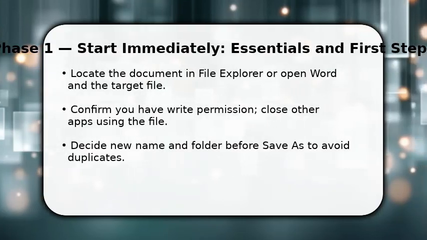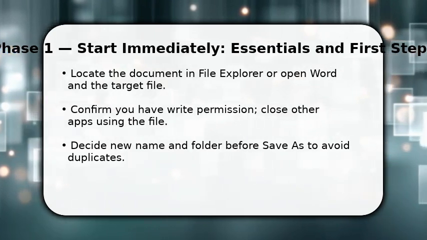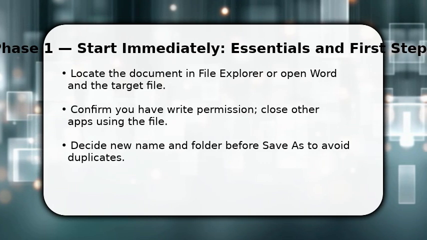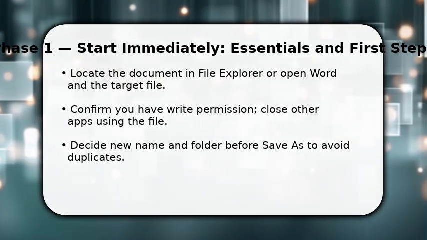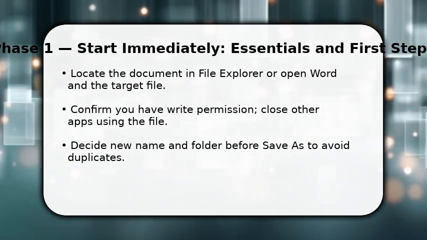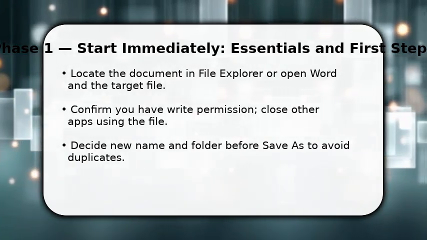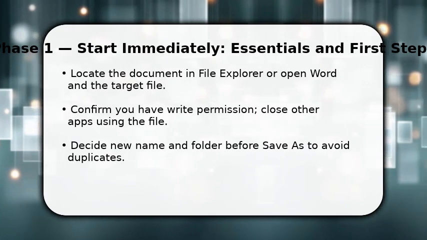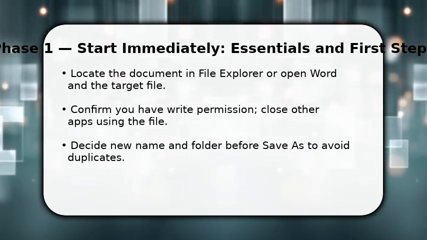You have the document open and ready. Start now. First, confirm the file location and that you can edit it. If not, adjust permissions. Once done, choose a clear new name and target folder so you avoid overriding other files. You'll use Save As rather than Save to change the file name. This preserves the original until you confirm the new name. Make sure to note any versioning rules your team uses before proceeding.